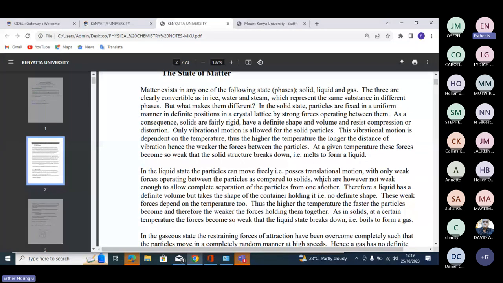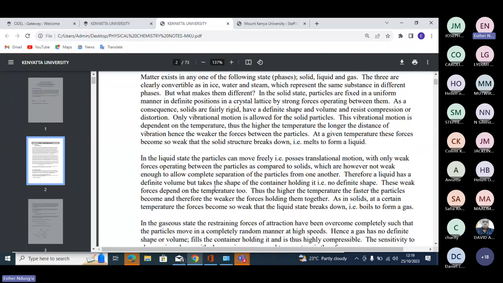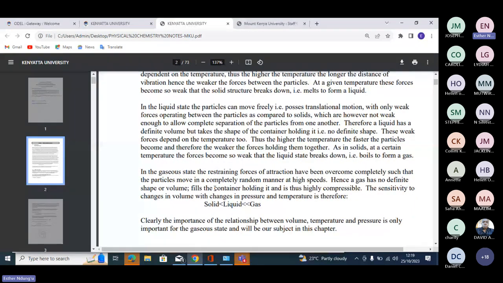But these forces of attraction are not weak enough to allow complete separation of the particles from one another. So they have weak forces of attraction, but those are not enough to break the molecules into two. Now, in the gaseous state, the forces of attraction have been overcome completely, such that the particles move in a complete random manner and at high speeds.